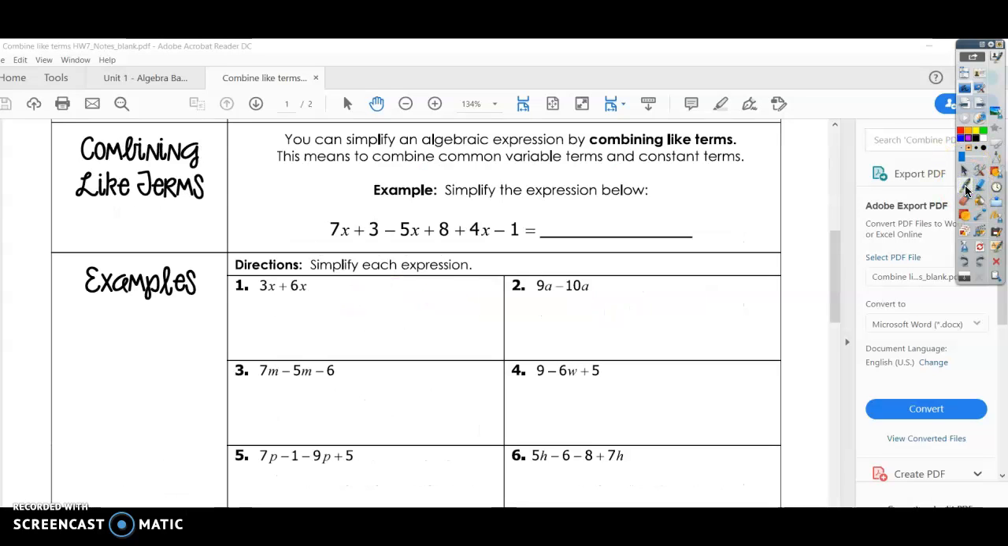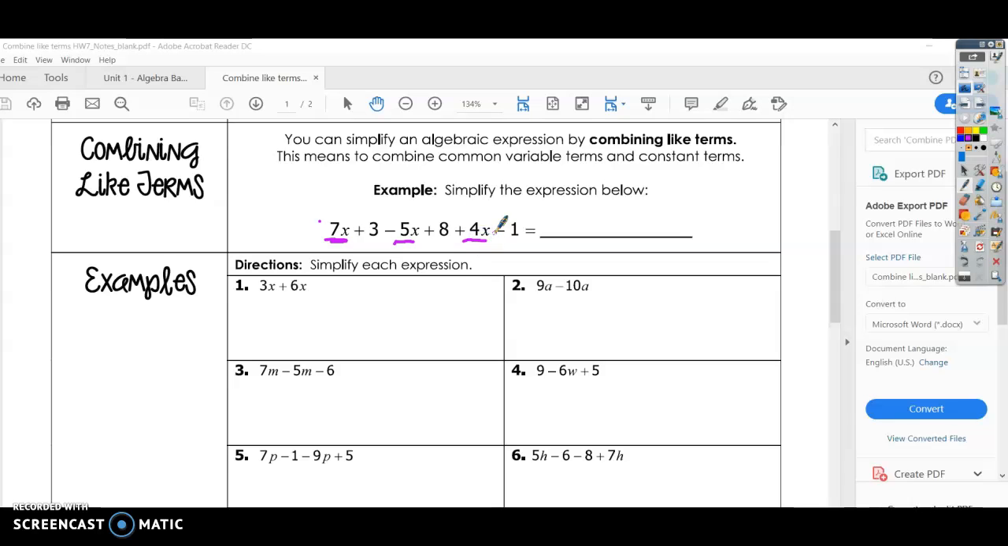Let's look at an example where you do combine like terms. You can simplify any algebraic expression by combining like terms. This means to combine common variable terms and constant terms. In the example given, we're going to find the variable terms first. So let's go ahead and identify those. I'm going to make a line here, and we are going to combine those.